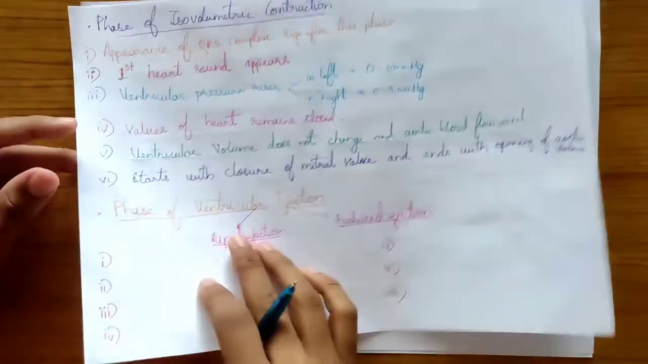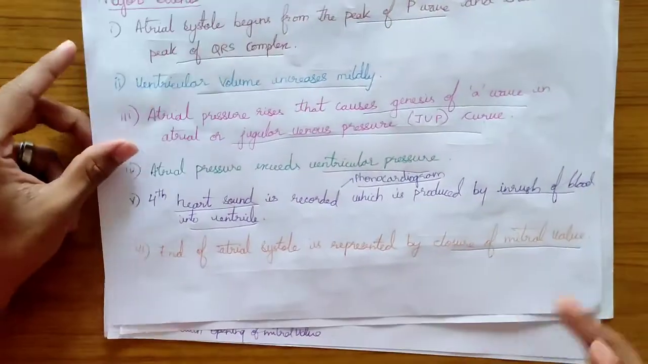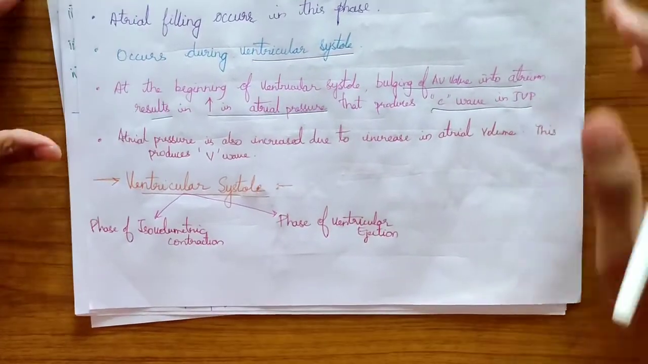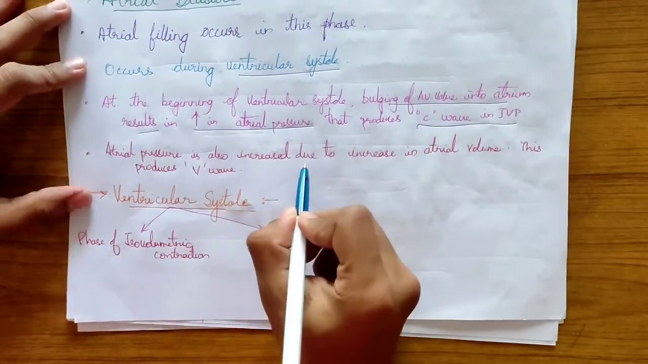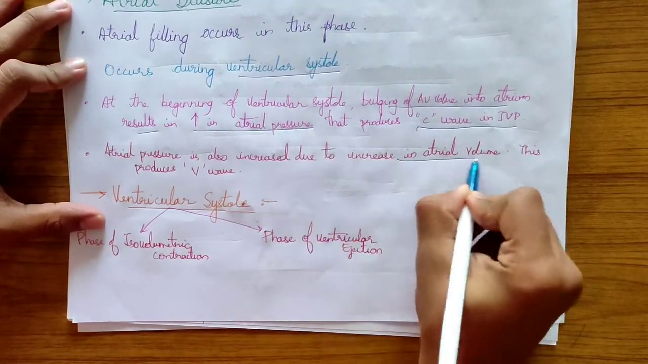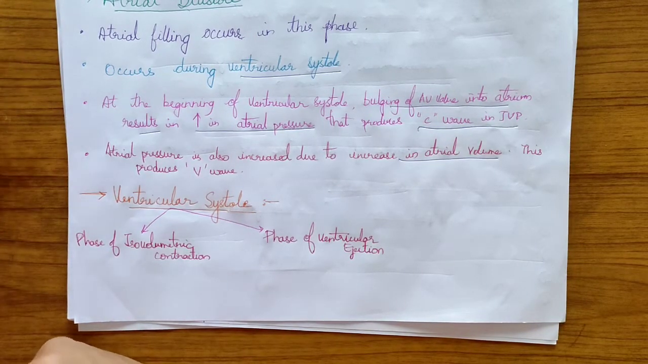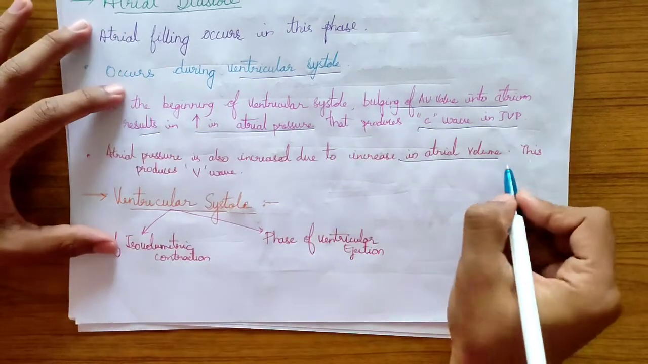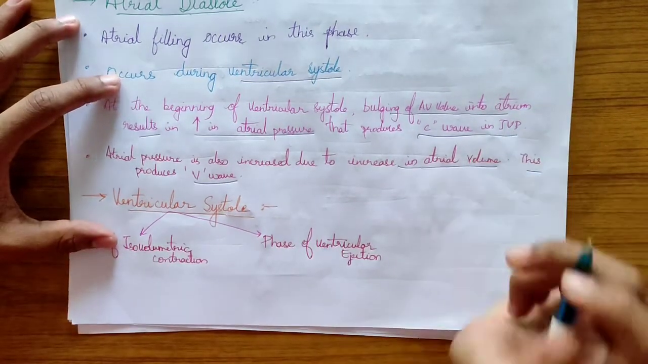So here we can see that the A wave is produced due to the atrial pressure increased by the atrial systole, whereas the C wave is produced due to the bulging of the AV valve into the atrium. The atrial pressure is also increased due to the increase in the atrial volume. So in the atrial diastole, the atrial filling occurs, and therefore the volume of the atrium increases. When the volume increases, the pressure also increases. So this produces the V wave in the jugular venous pressure curve.